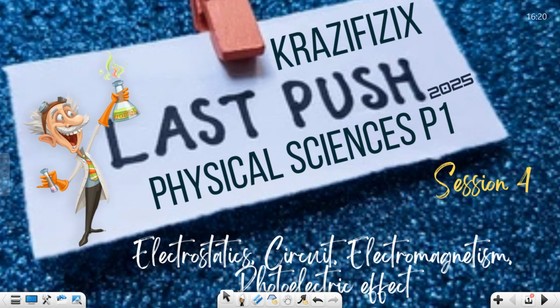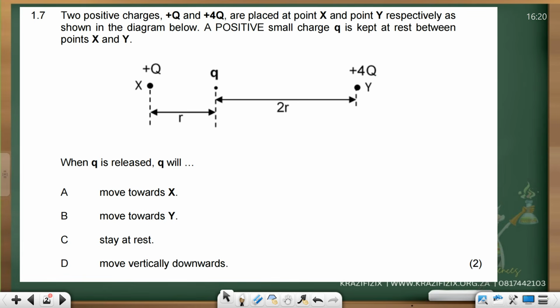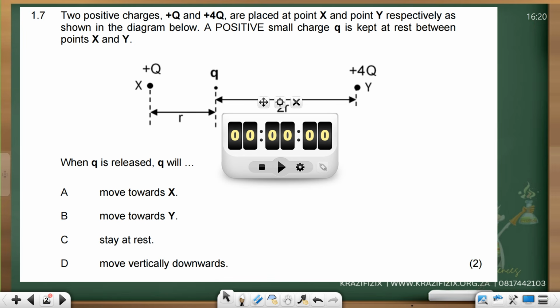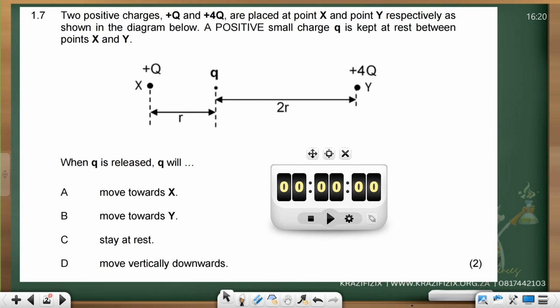Okay, guys, quickly. There are four topics, and they just follow each other like that in your paper: electrostatics, circuits, electromagnetism, and the photoelectric effect. But multiple choice for you quickly there. Please, guys, you have 1 minute 45 seconds. Here, let's try. 1 minute, 40 seconds. Quickly.